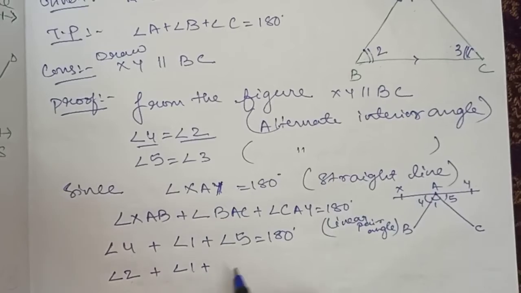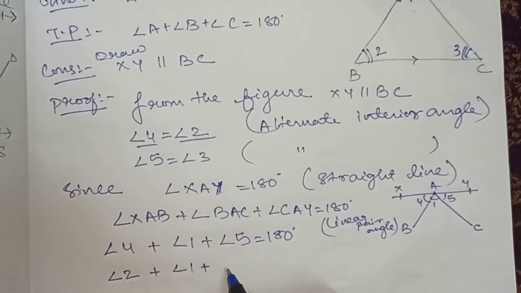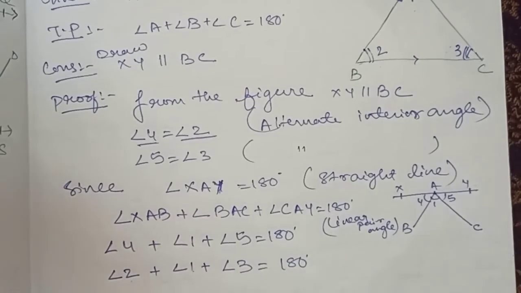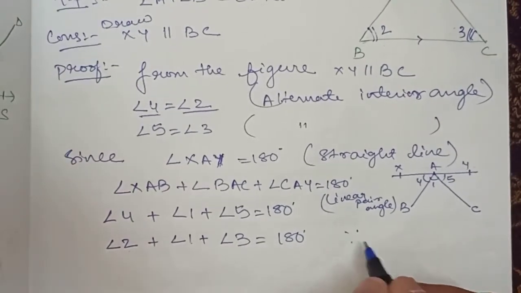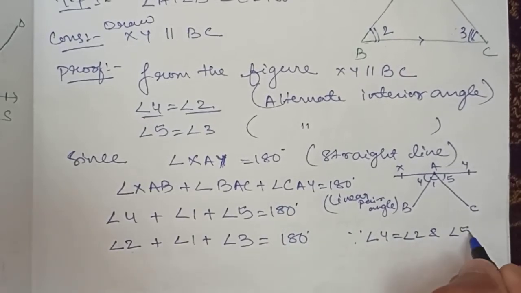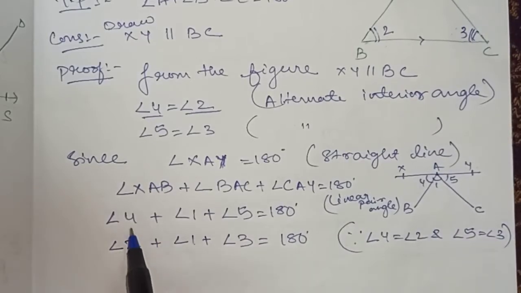Angle 1 is as it is. Similarly, angle 5 is how much? Angle 5 we wrote here as angle 3. Angle 5 is equal to angle 3. Why? Because angle 4 is equal to angle 2 and angle 5 is equal to angle 3. These two angles are equal. That's why we are writing here 2 in place of 4, and 3 in place of 5.